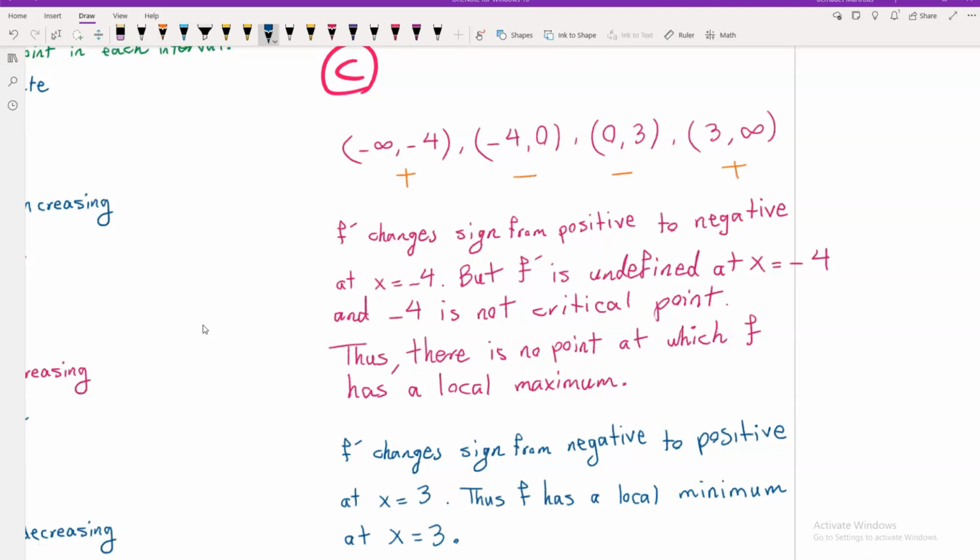Now here in this open interval 0, 3, again we have a negative number. This means our f is decreasing. Moving to the right, we have the open interval 3, positive infinity. Here we had a positive number, so we have a positive sign and our function is increasing. So f prime changes sign from negative to positive at x equal to 3. This means f has a local minimum at x equal to 3.